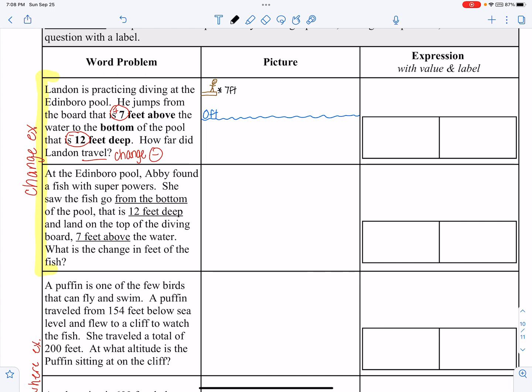Now I know that he dives all the way to the bottom, which is 12 feet. I'm not going to draw arrows yet. I just want to plot a point to show where his end location is. So here's my end, and here's my start, okay? And I know that he goes all the way down here, and this is actually the integer location negative 12 feet below the sea level, okay? All right, so this is a start and end.